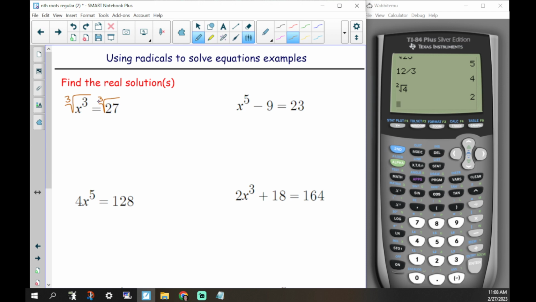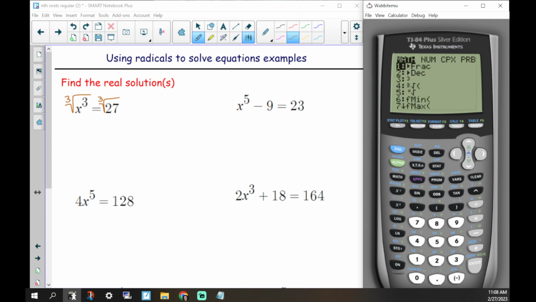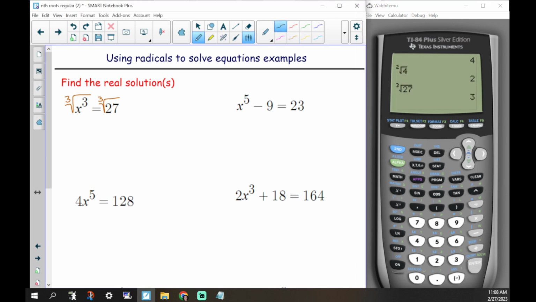Now in our calculator, you'll actually just type 3 and then hit math and then hit number 5. Now you can see it's already there for you. You will plug in 27, and your answer is 3. So by rooting it, this all cancels, so we're left with x is equal to 3.